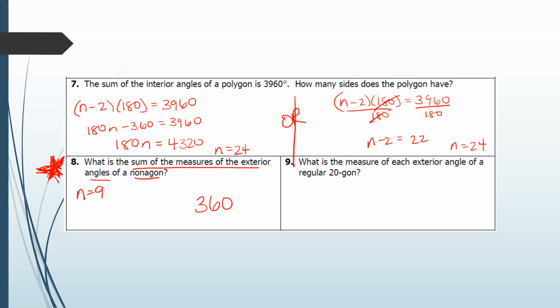Now, number 9, what is the measure of each exterior angle of a regular 20-gon? That's where you're going to say, oh, well, the total degrees of those exterior angles divided by however many angles there are. And this works because it's a regular polygon. So 360 divided by 20 tells me that it has, sorry, 18 degrees. Each exterior angle of this 20-gon is 18 degrees. Okay. Cool. So that was just a little review of how to use those exterior angle theorems.